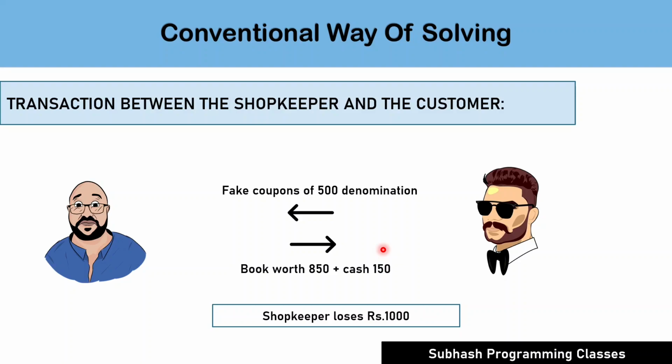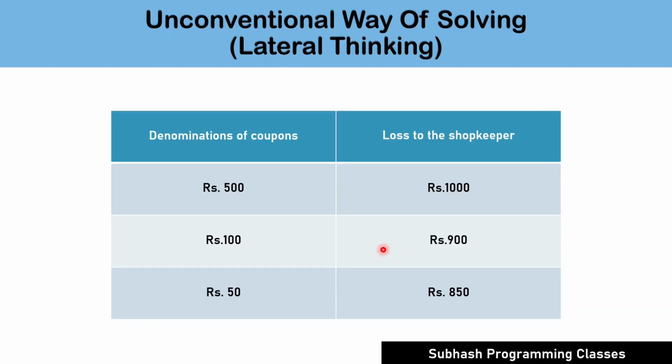Now, how do you solve this problem using unconventional methods or quicker methods? The advantage of using unconventional methods is that you can solve problems like the one discussed in the previous slide almost instantaneously, irrespective of the denominations of the coupons. While solving problems unconventionally, you have to view the problem from various different angles so that you can arrive at the correct answer almost instantaneously.